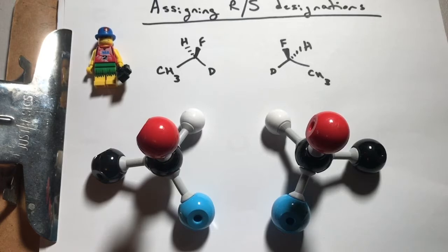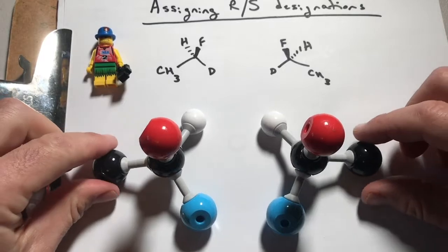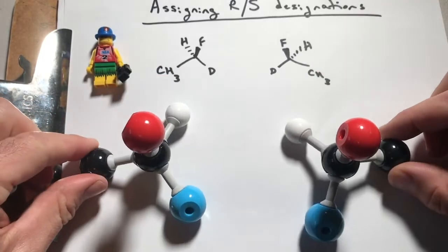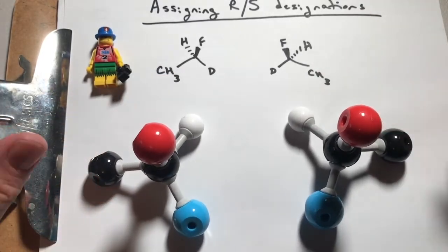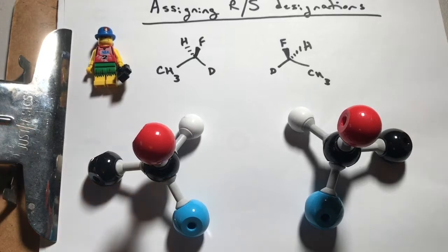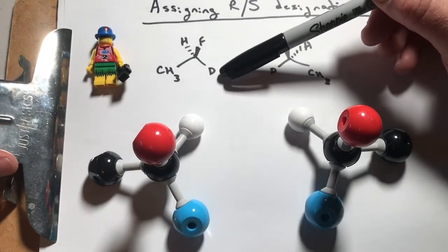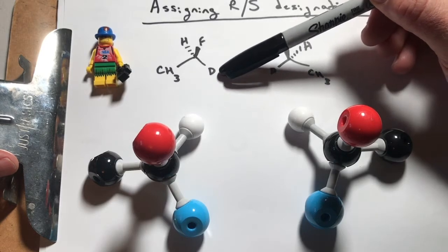This R and S designation is a really important skill for you to be able to do, and it depends on your ability to kind of see things in 3 dimensions. So as always with these topics, it's really helpful if you have little model kits right here. So I just built a pretty simple compound. This may be the first time you've ever seen something like this, but that D is a deuterium.